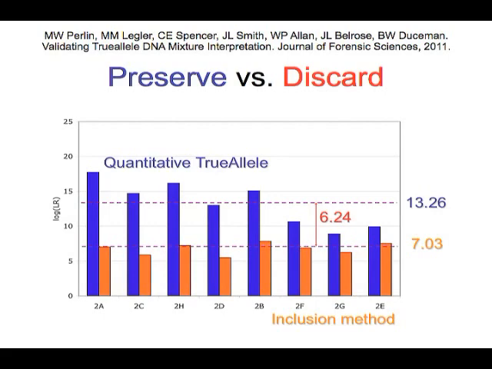Using the quantitative true allele system, shown in blue, more information is preserved with an average score of 10 to the 13th, which is 10 trillion, on the identical data. The inclusion method, using thresholds, has an average match score of 10 to the 7th, only 10 million. The difference is 6 log units, or over a millionfold, on the same data of how much information is preserved versus discarded.